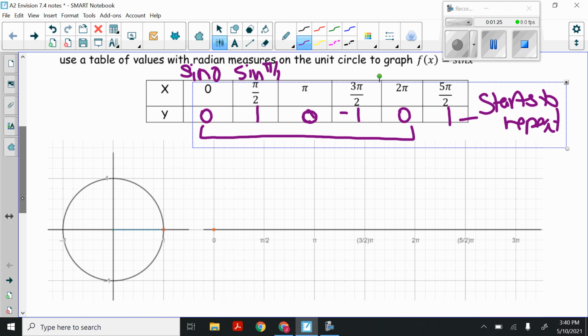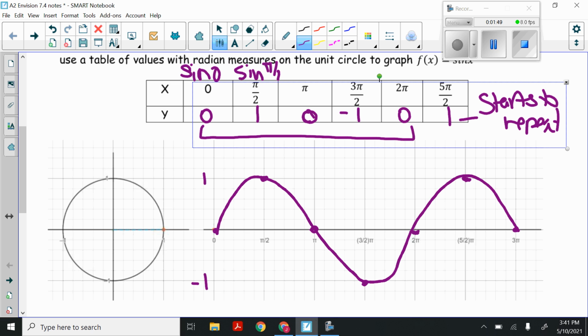So if I plot these points, here 0, 0, we're going to call this 1 and this -1. At pi over 2, I'm at 1. At pi, I'm at 0. At 3 pi over 2, I'm at -1. At 2 pi, I'm at 0. At 5 pi over 2, I would be back at 1. It's going to repeat itself, so then I know at 3 pi, I'm going to be back at 0. And again, I could put arrows on both ends because I know that it's going to continue on.